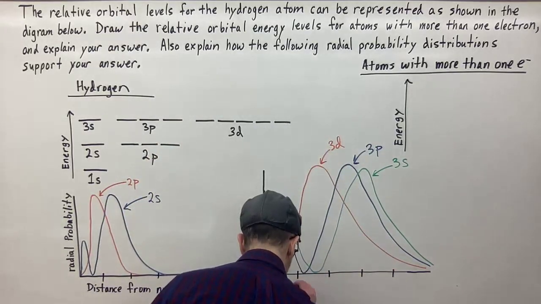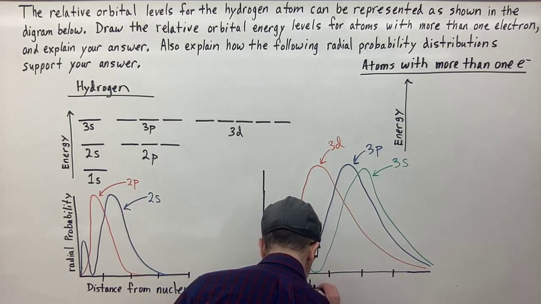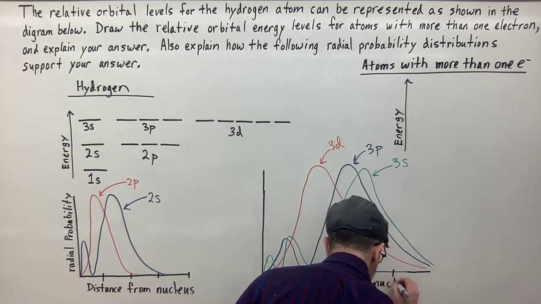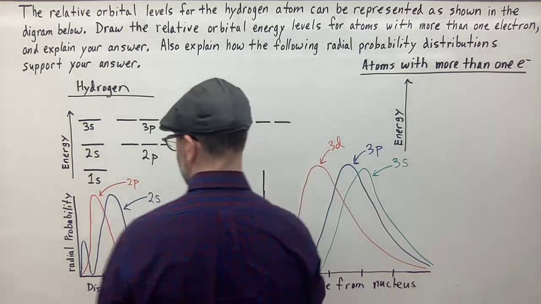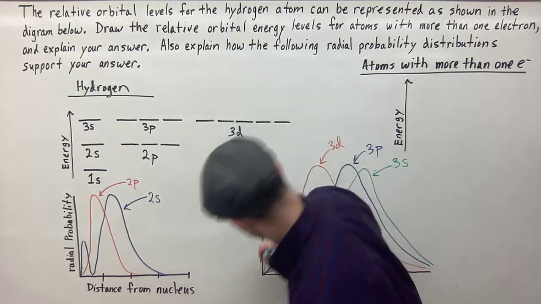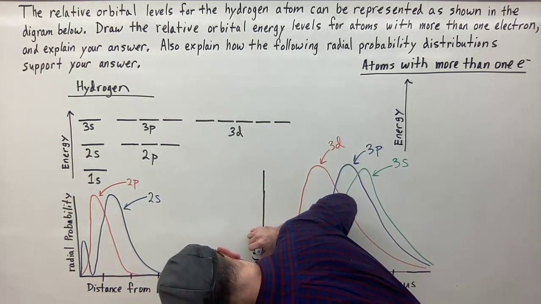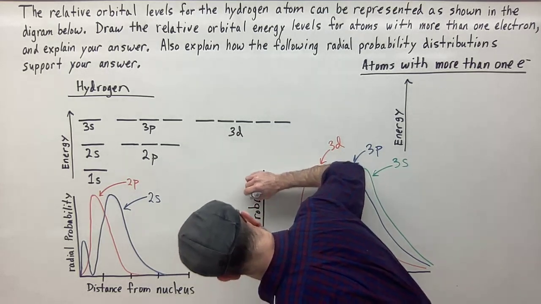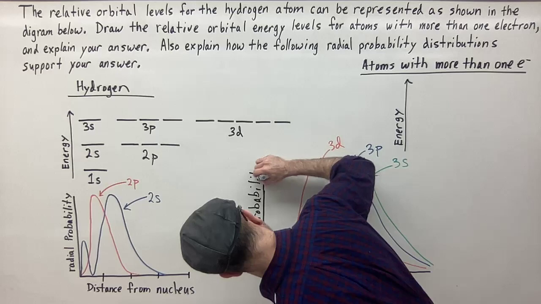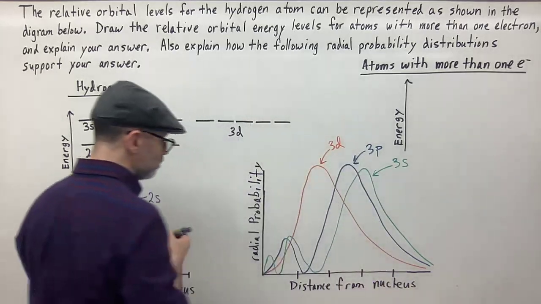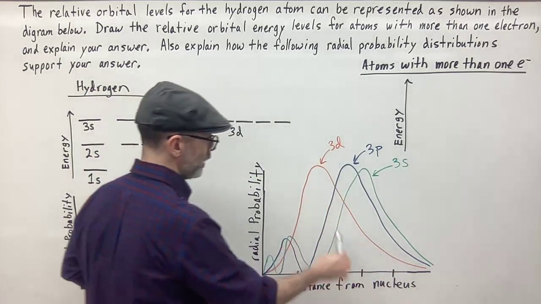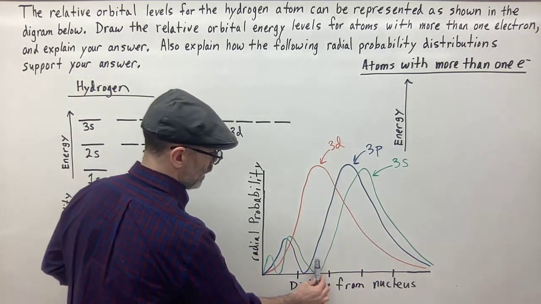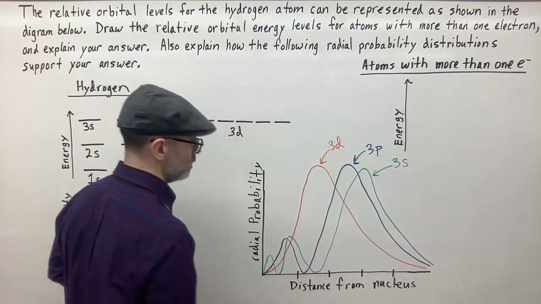So I could write that here. Distance from nucleus. And again, this is radial probability. So for the 3D, this is the highest probability that you're going to find the electron, at this distance from the nucleus.